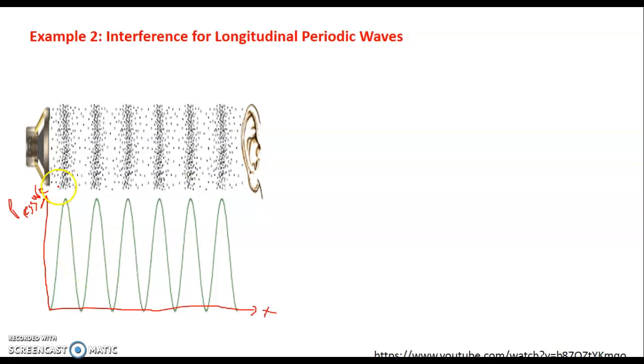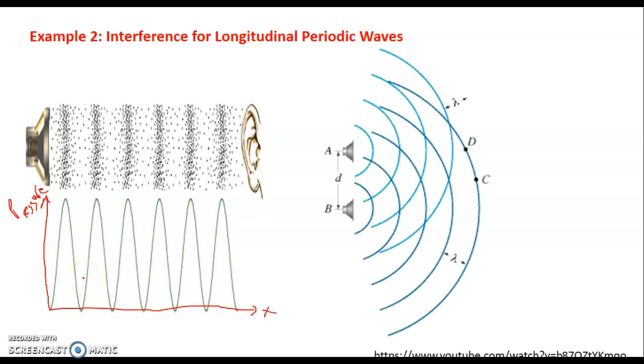Okay, so here this crest represents maximum compression, as you can see, and the trough represents minimum compression in this region. So now we can also represent them if we have two speakers A and B emitting the same sound, identical sounds of the same frequency.